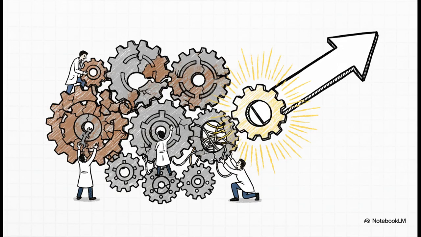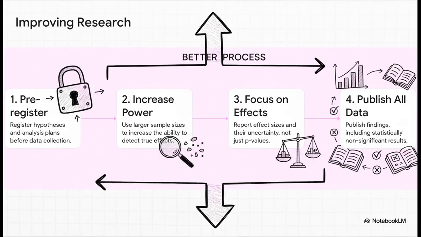Now, I know this all sounds pretty bleak, right? Like the whole system is broken. But the story doesn't end here, because the most powerful thing about the scientific method is that it is designed to be self-correcting. The very fact that we're all talking about a replication crisis is a sign that the immune system of science is kicking in. The community is very aware of this, and they're actively working to fix it.